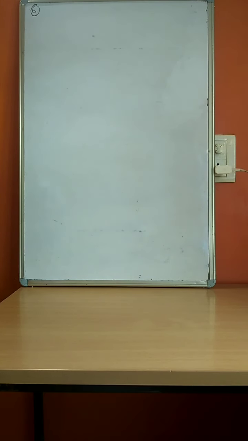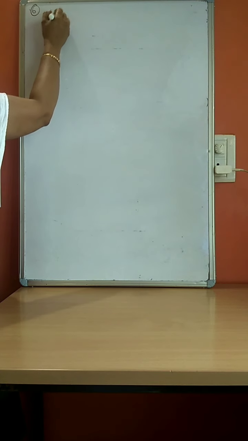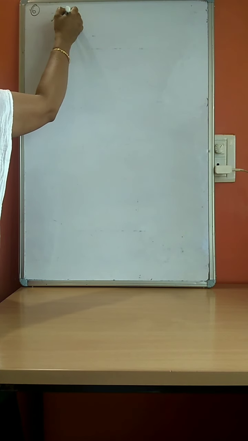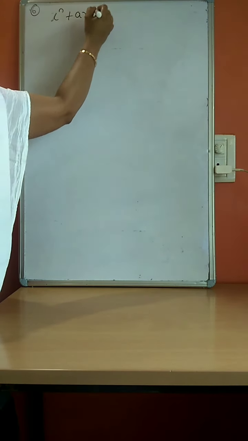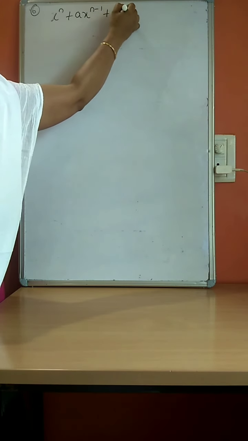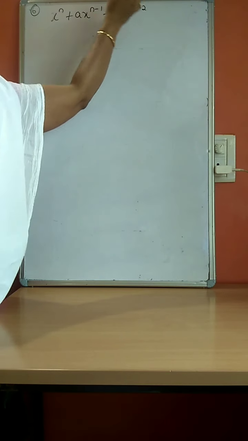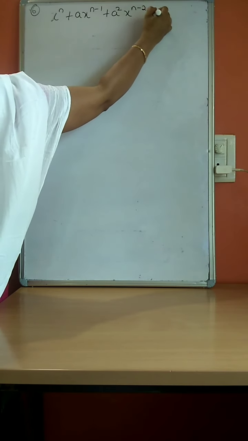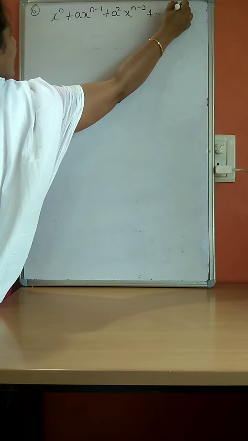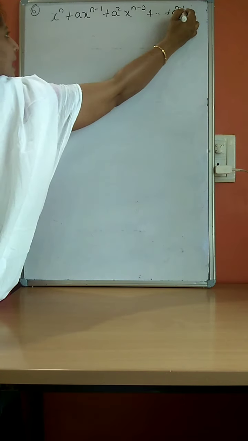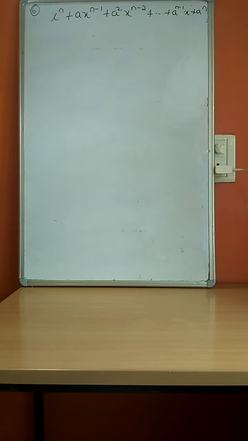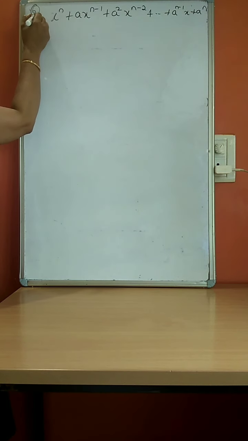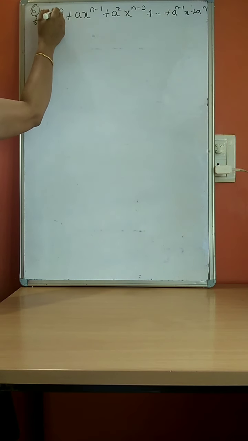Next problem. Find the derivative of x to the power of n plus a into x to the power of n minus 1 plus a square into x to the power of n minus 2 plus etc., a to the power of n minus 1 x plus a to the power of n. Okay. Whatever is given, you have to take f of x is equal to.